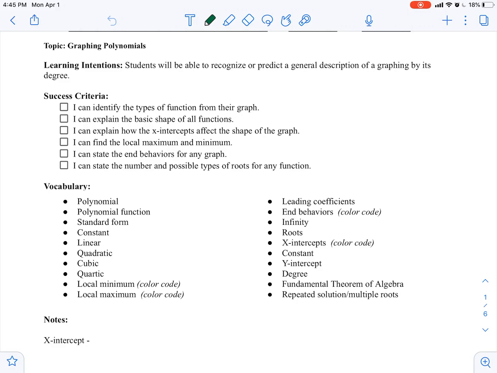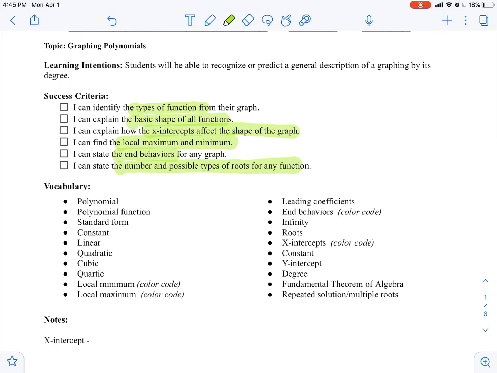Your criteria that you should be looking at, guys, as you go through here is that you should be able to identify what type of graph or function it is from the graph. You also should be able to explain all the basic shapes for all the functions. You need to talk about the x-intercepts and how they affect the shape of the graph. We're going to find our local maximum and minimum, and we're going to talk about the end behaviors. And then we'll state the number and types of roots.